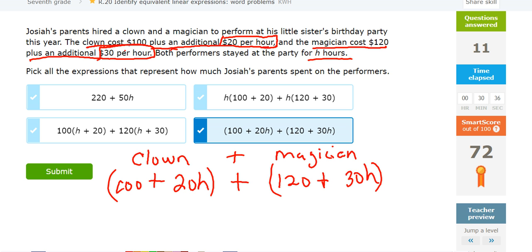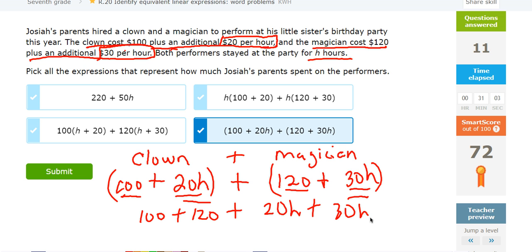Now, because we know about the distributive property and rewriting and commutative and associative, you can start to say, okay, well, are there other things that are occurring? Well, if you were to combine like terms, I have $100 goes with 120, 20H goes with 30H. If I did 100 plus 120 plus 20H plus 30H, well, that would mean that I could make this 220 plus 50H. And there's another equivalent expression.